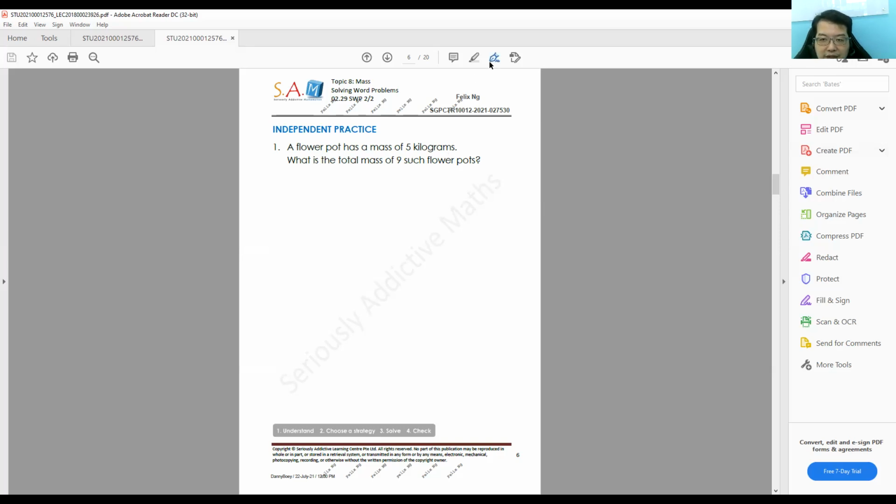Okay, I hope you get the answer correct. Now, let's do this. I will show you how to do this. Quite simple for this kind of model. A flower pot has a mass of 5 kilograms. So let's draw a flower pot, and I'll use this to represent a flower pot. Label it. Remember, you have to label it. This is 5 kg. What is the total mass of 9 such flower pots? Now, what does it mean? I've got to draw 9 of these.